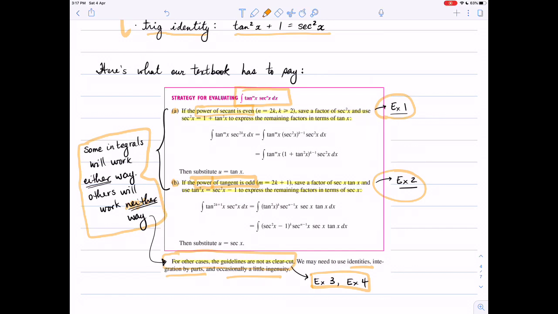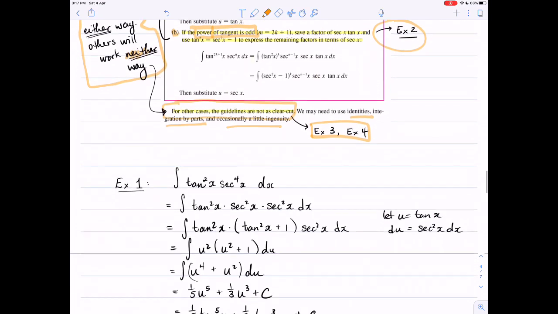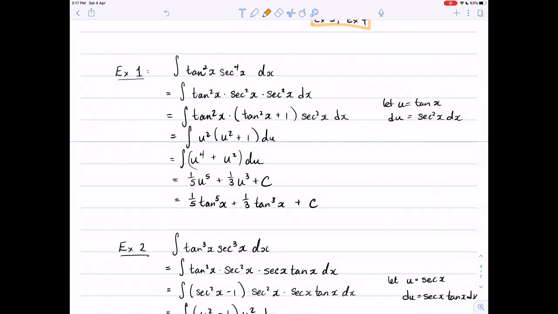So let's go through and look at example 1. The power of secant is even. So if the power of secant is even here, right, 4 is an even number, then what do you do? You pull out a secant squared. So I can write secant to the 4th as secant squared times secant squared. And why would I do that? The same reason that we pulled out powers with the sine and the cosine. You are imagining creating a du. You are imagining creating du as that power that you just pulled out, which means that this is the du that I am hoping to get.